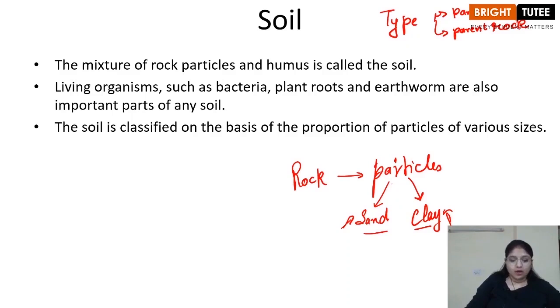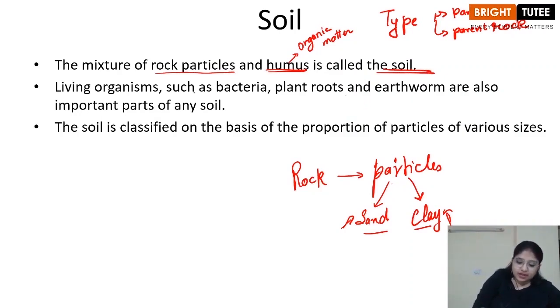So what exactly is soil? Soil is a mixture of rock particles and humus, and we've already seen what humus is. It is the organic matter present in the soil and it is responsible for the fertility of the soil. So soil is a mixture of rock and humus, right? Then apart from plants, other living organisms such as bacteria and earthworms are also found in it, and plant roots also survive within the soil.